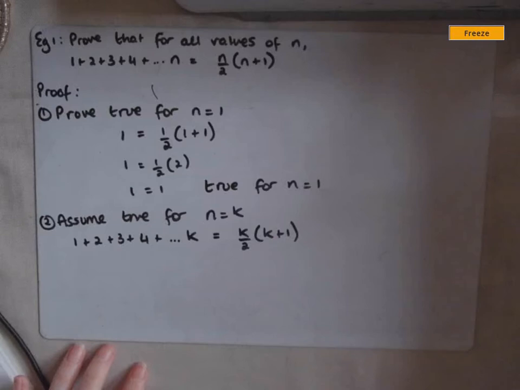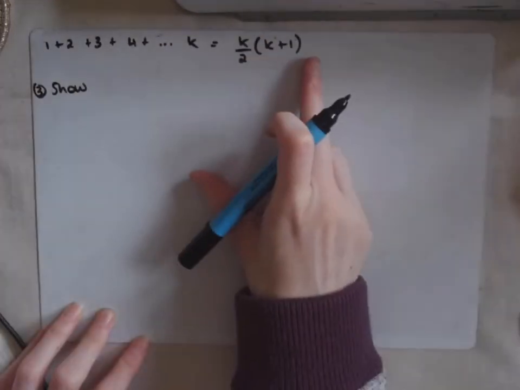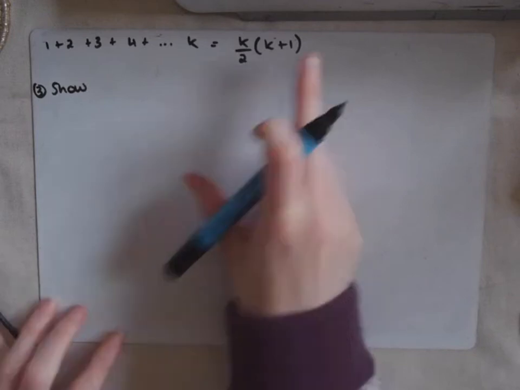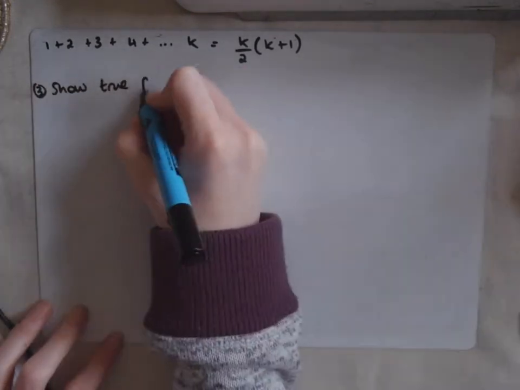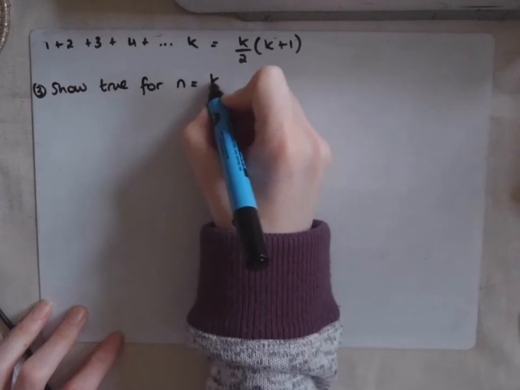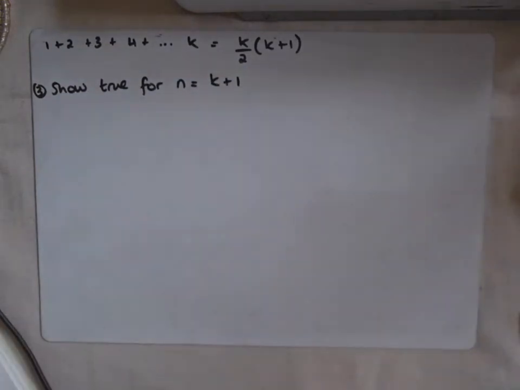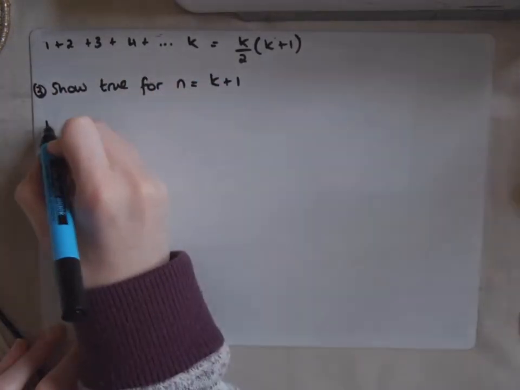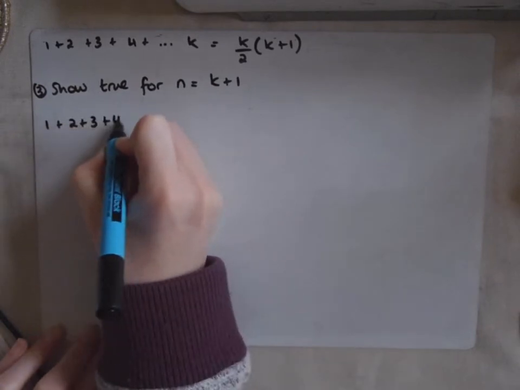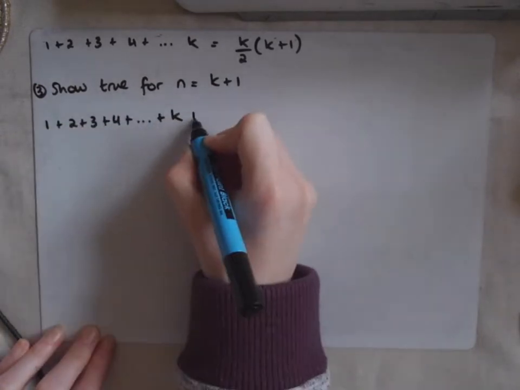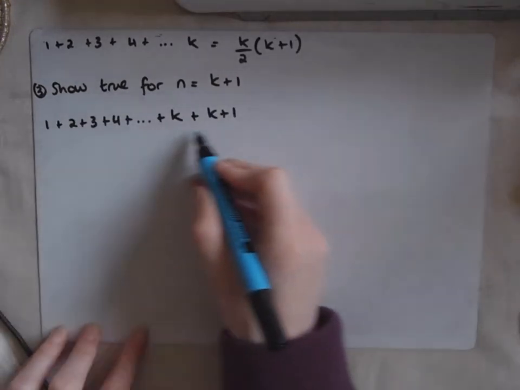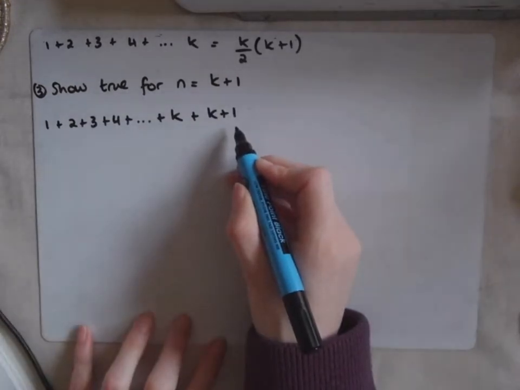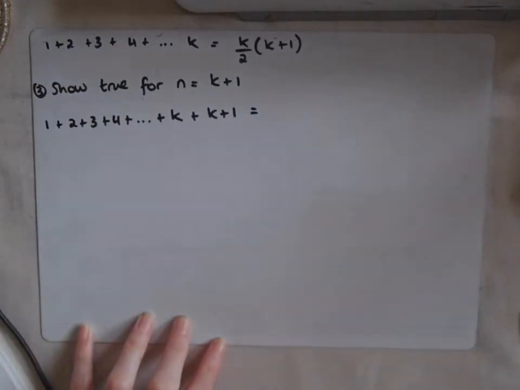Can I get rid of the board? So I've just taken that last step and put it up there so that I can have a little bit of room, but you just keep going, okay? So show true for n is equal to k plus 1. So what that means is, here, I'm going up as far as k plus 1 on the left, okay?